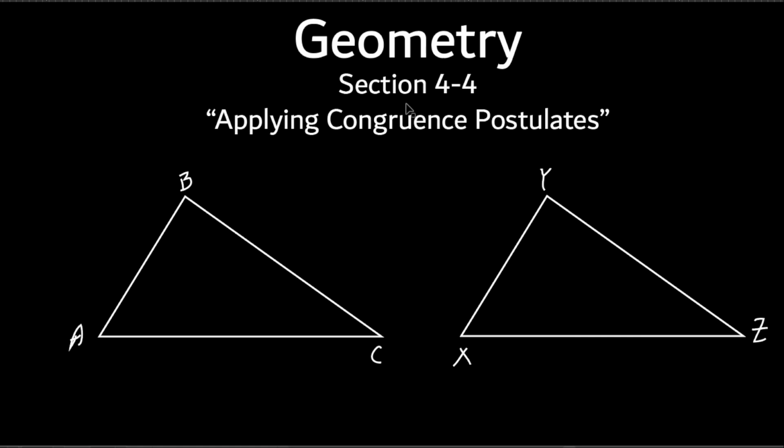Now this lesson 4.4 says we're going to apply these congruence postulates. We're going to talk about why it says applying them in a second, all right? But I'm going to show you another one. This one is not a postulate. This one is actually a theorem. And what can you do with theorems that you can't do with postulates? What do you do with theorems?